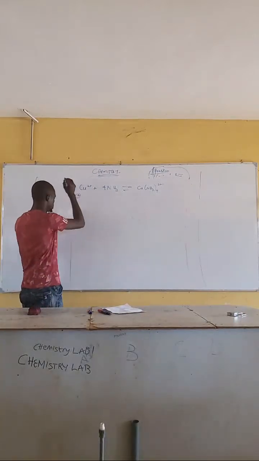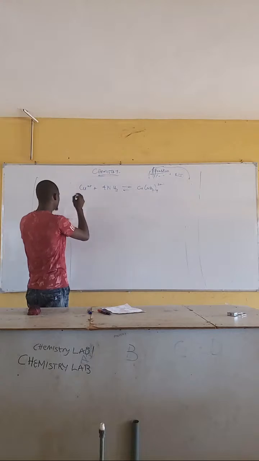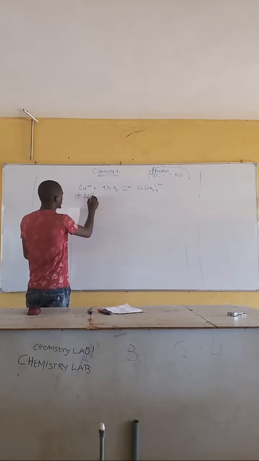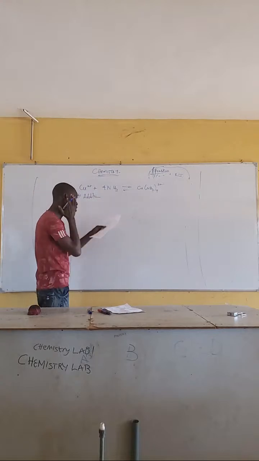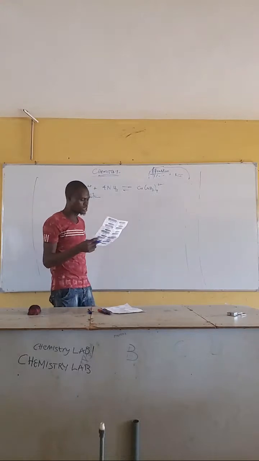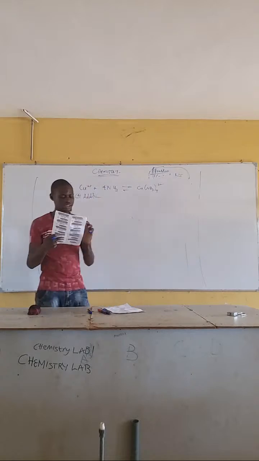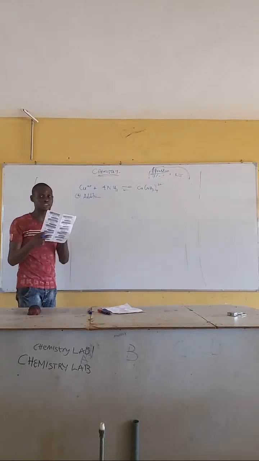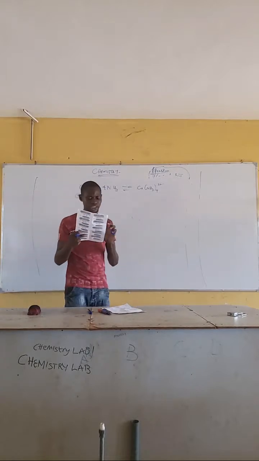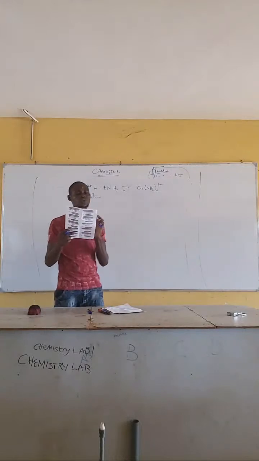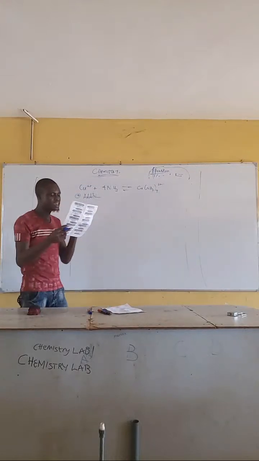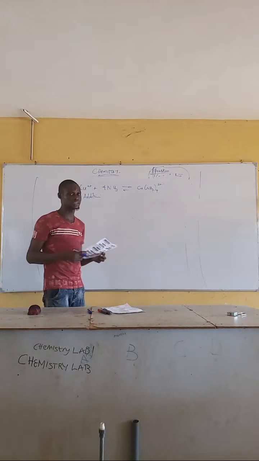Option A, addition of more ammonia. Option B, removal of some copper(II) ion. Option C, addition of dilute hydrochloric acid. Option D, addition of more copper(II) ion. And option E, increasing the pressure of the system.